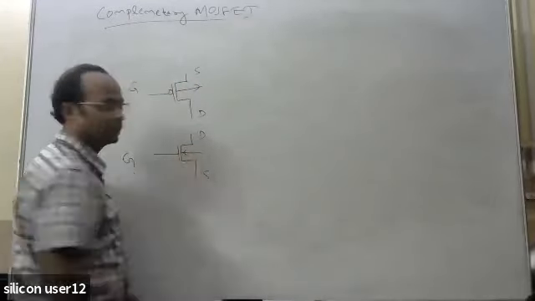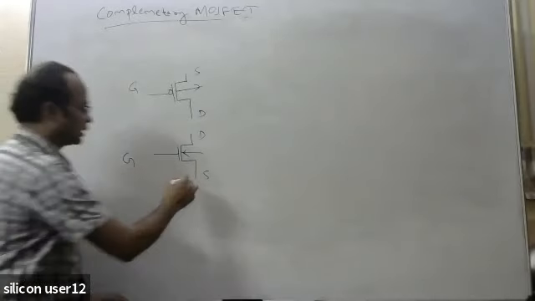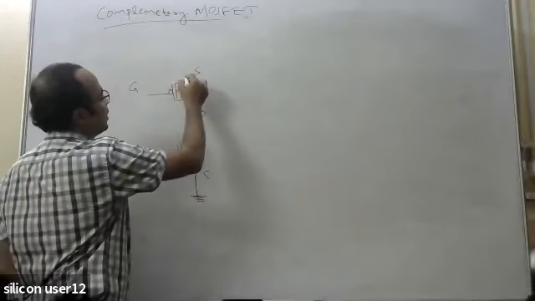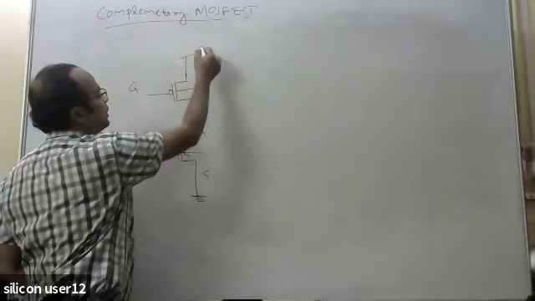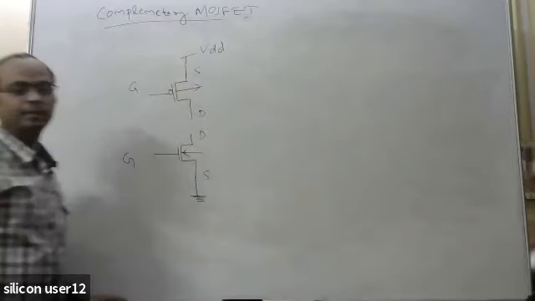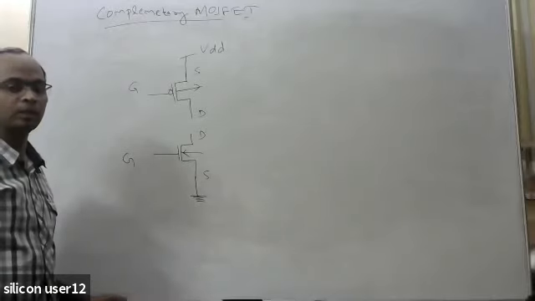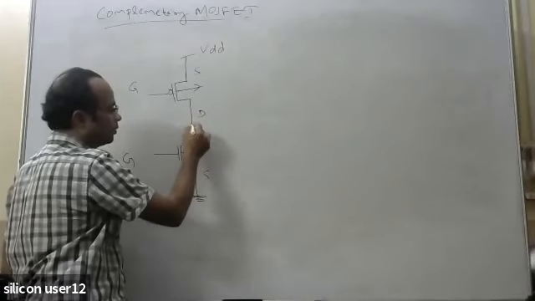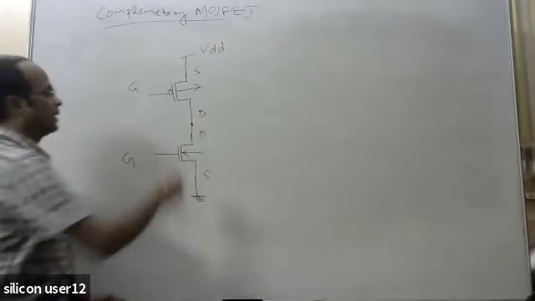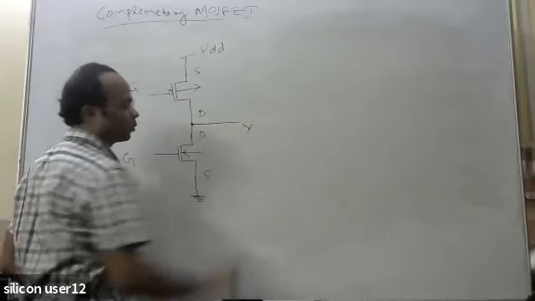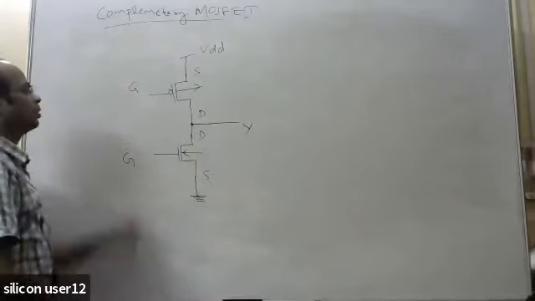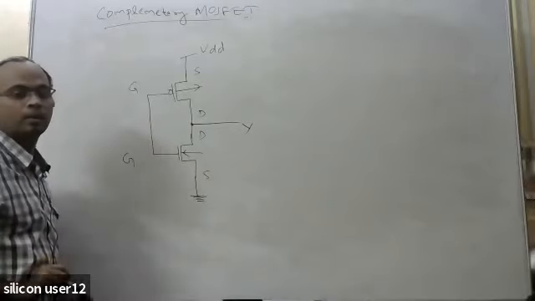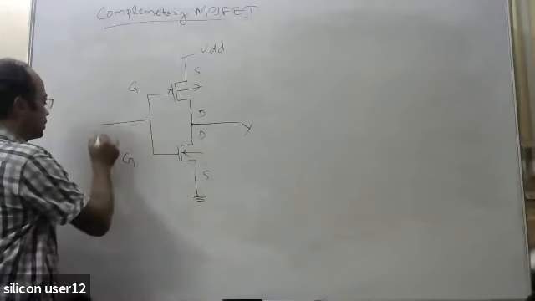Okay, so now what I will do, I will connect this source to the ground terminal, and I will connect this source of the PMOS to VDD, the 5 volt supply or any voltage supply. Now their drains are connected, and we take the output, let us say this is the output Y. Now both the gates are connected, and here we give the input Vi.